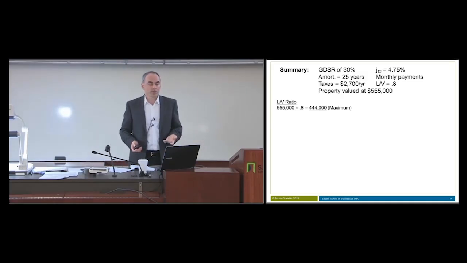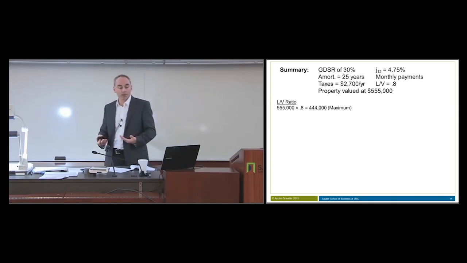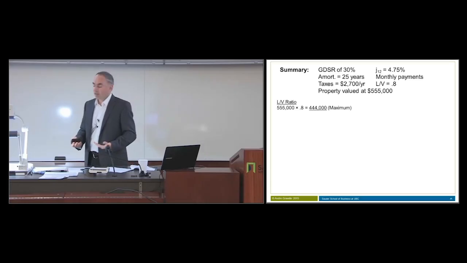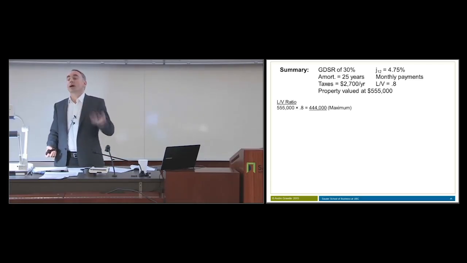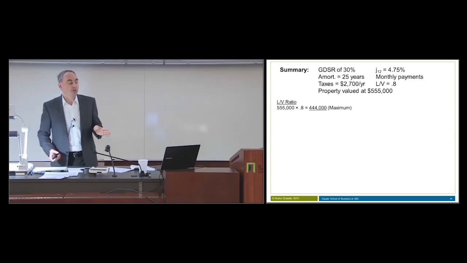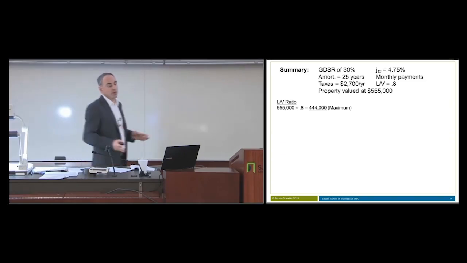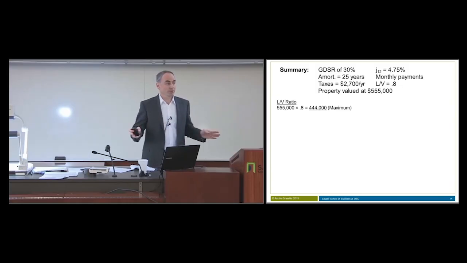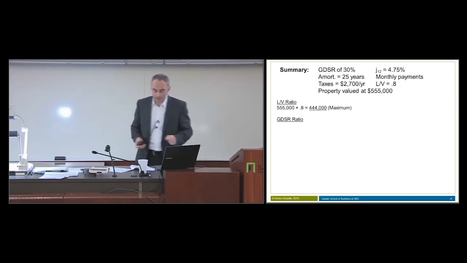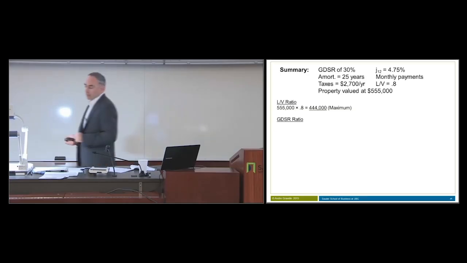So loan-to-value ratio is a fairly easy calculation here. So it's $555,000, which is the lending value, multiplied by 0.8 or 80%, and that gives us $444,000. So that's our first maximum. So based on the value of the property, that's it, $444,000. That's how much the lender is willing to advance with conventional financing, no loan insurance. So that's the first constraint.